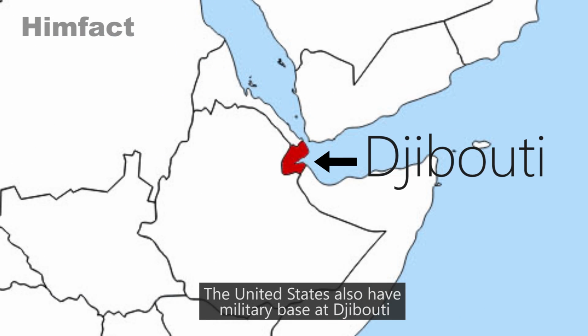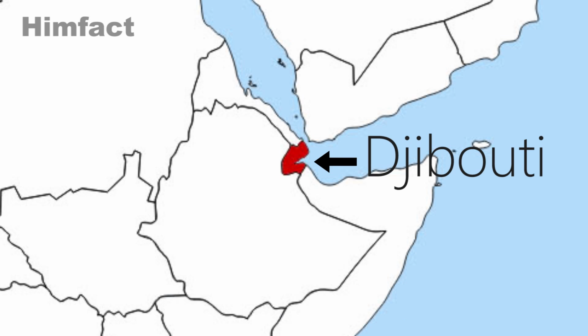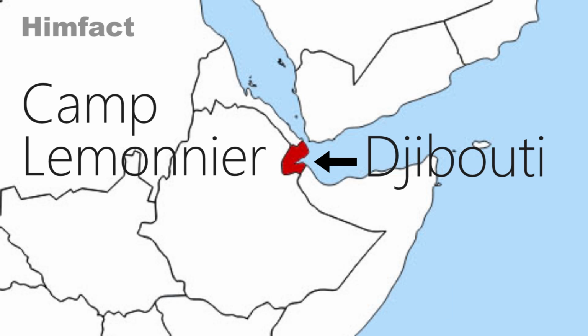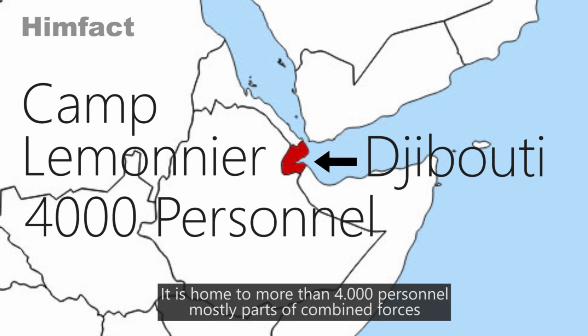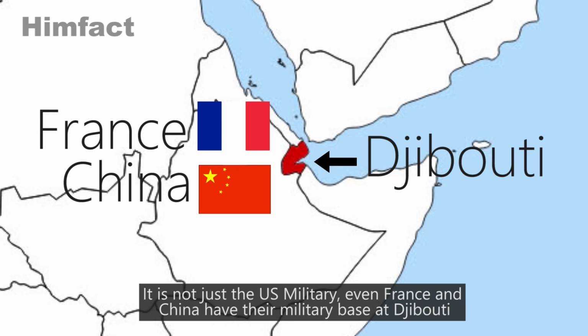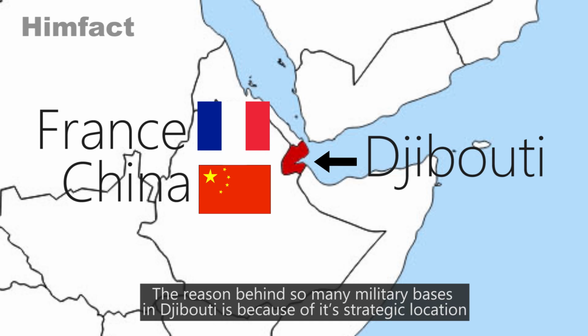The United States also has a military base at Djibouti. Camp Lemonnier is the largest American permanent military base in Africa. It is home to more than 4,000 personnel, mostly part of combined forces. It is not just the US military; even France and China have their military bases at Djibouti. The reason behind so many military bases in Djibouti is its strategic location.